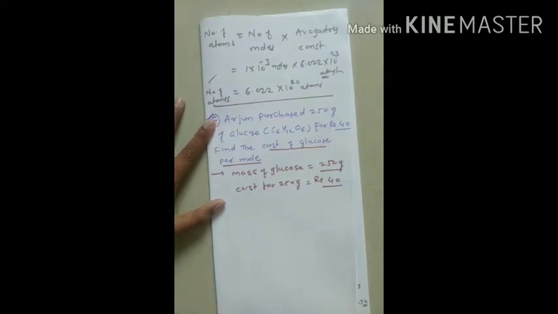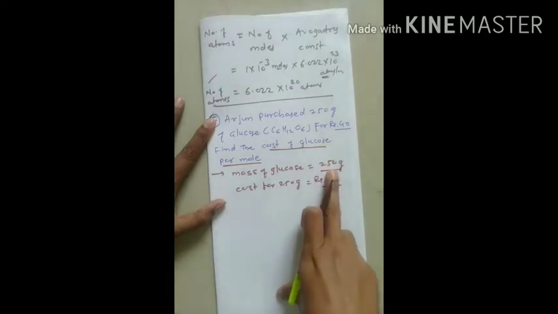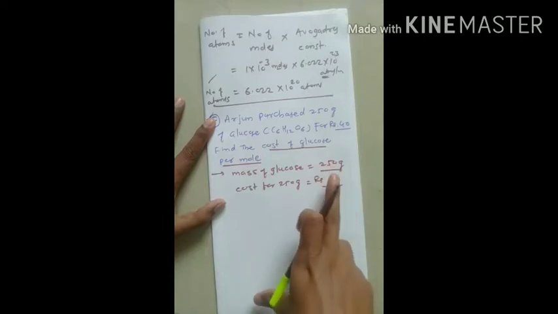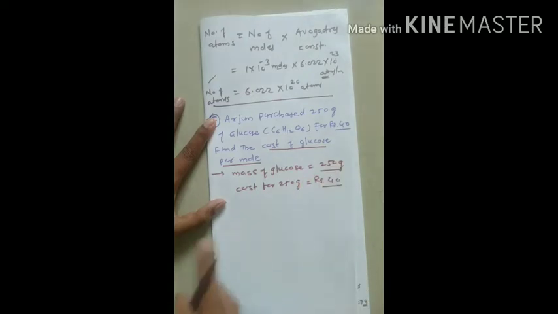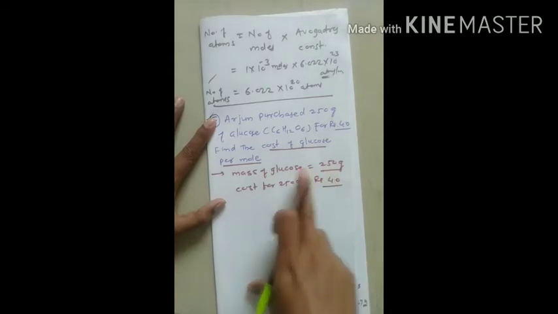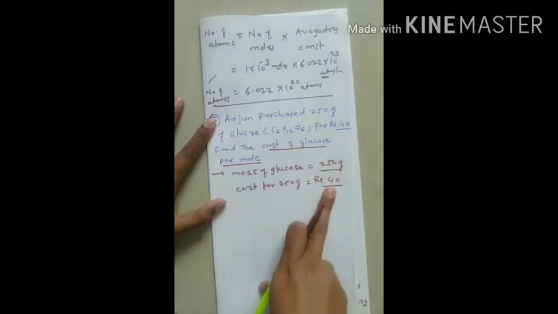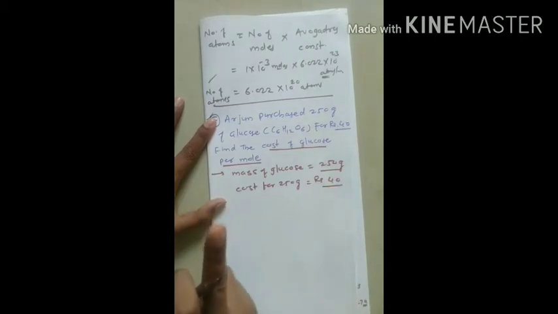For that, we have to find out first the cost of glucose for this much amount, that is for 250 gram. For which we first have to calculate the number of moles in 250 gram of glucose. Just as an example, let us say 250 gram of glucose contains 100 moles, and for 100 moles the cost is 40 rupees. We have to find out the cost per mole.